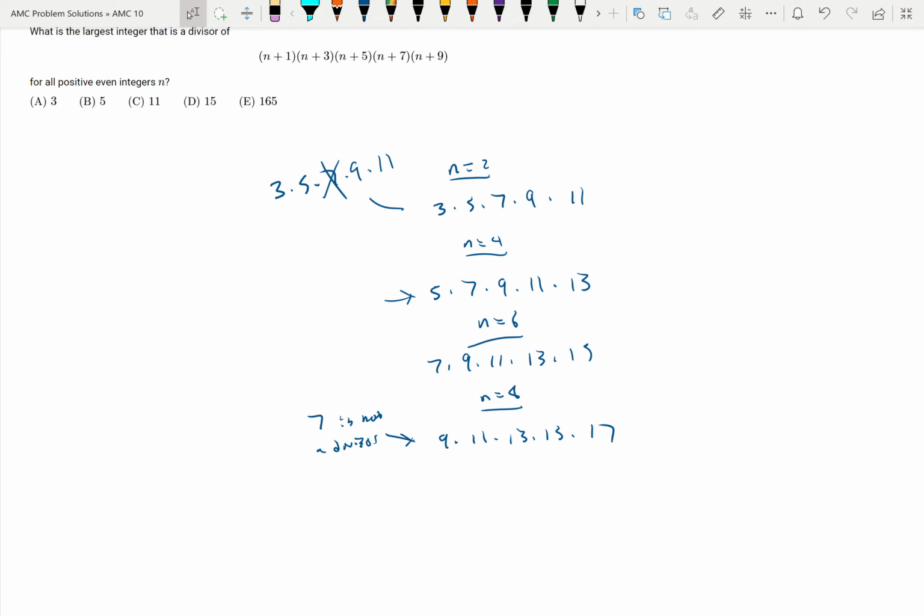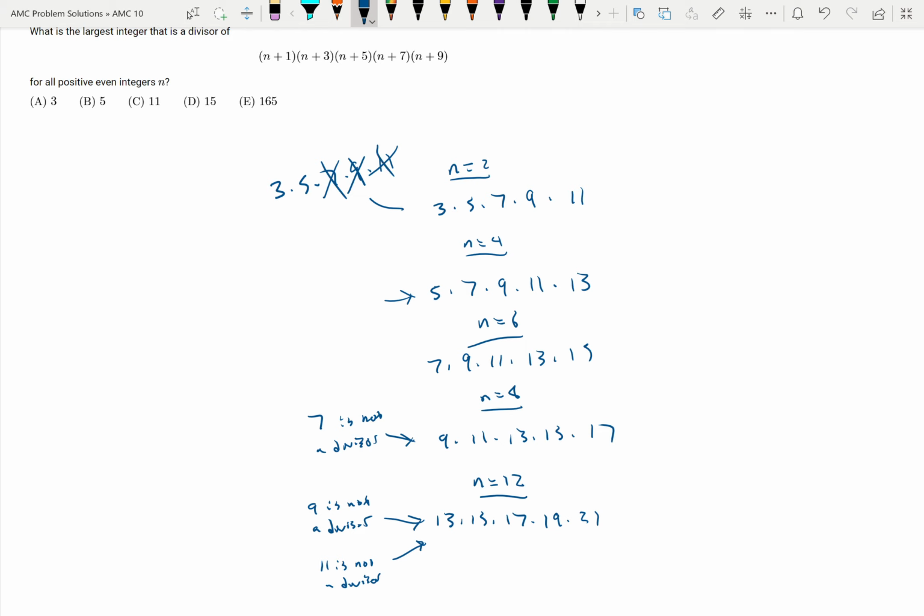And then if we look at n equal to 12, that one's going to be 13 times 15 times 17 times 19 times 21. So in here, 9 is not a divisor. So 9 isn't going to be a divisor for any n. And also, 11 is not a divisor here. So we got 3 and 5.